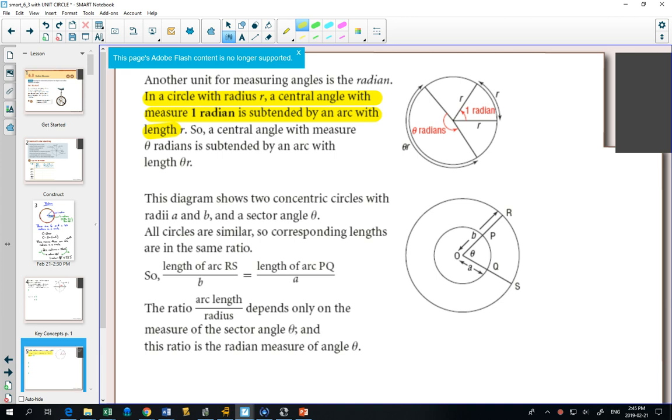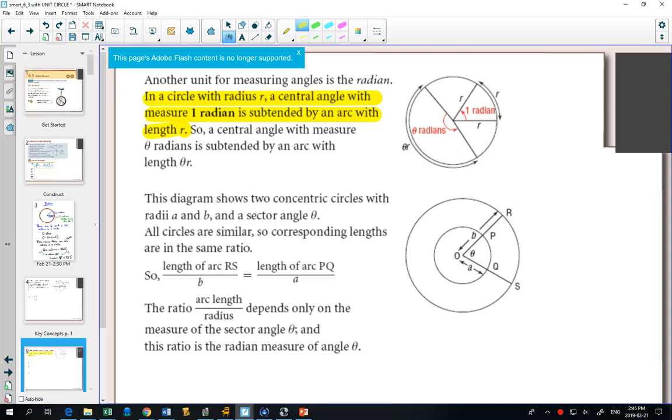If you have a radius of r, the central angle of 1 radian is when you subtend. Do you remember that word subtend from grade 9 circles? Probably not. Subtend means that whatever angle it is cuts out that section or that arc of the circle. So whenever the arc has the same length as the radius, that's 1 radian.